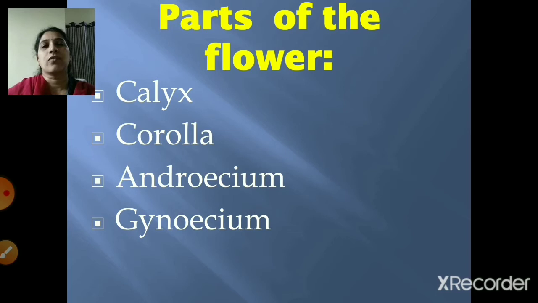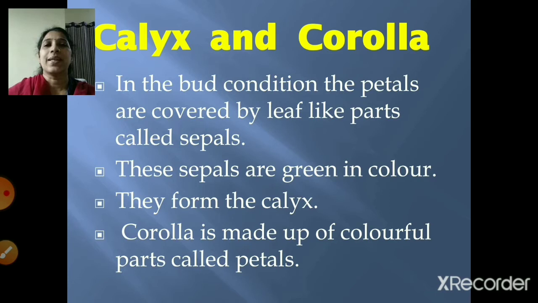Now the petals and the other parts of the flower are supported on this receptacle. Then what are the parts of the flower? Calyx, corolla, androecium, gynoecium. These are all the different parts of the flower. So we will see each and every part in detail. Now, what is a calyx? In the bud condition, the petals are covered by leaf-like parts called the sepals. These sepals are green in color and they form the calyx. And what is corolla? Corolla is made up of colorful parts called the petals.